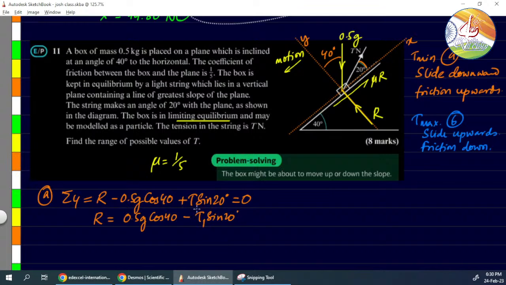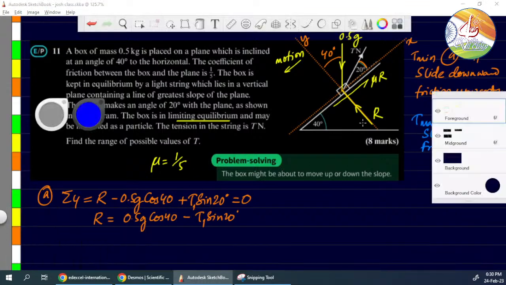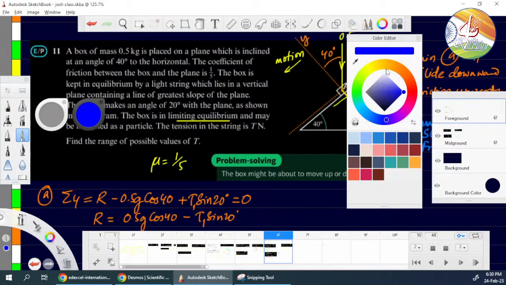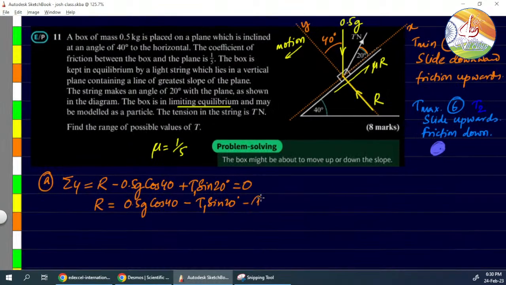So here tension is minimum, so let's call tension as T1, and tension here, let's call it as T2. Okay, so tension T1 we have taken. This is equation number 1.